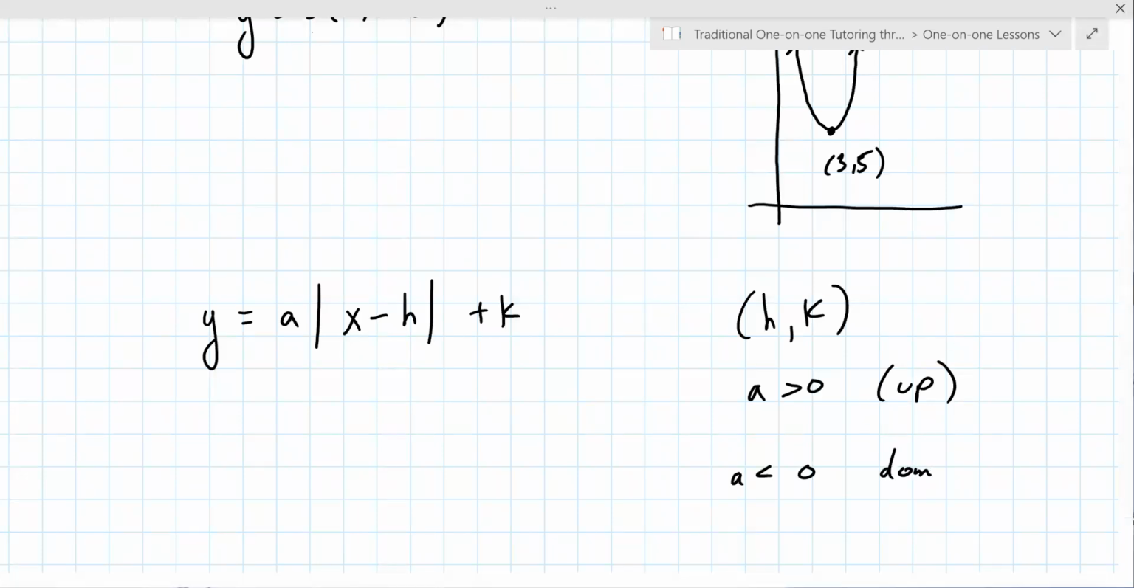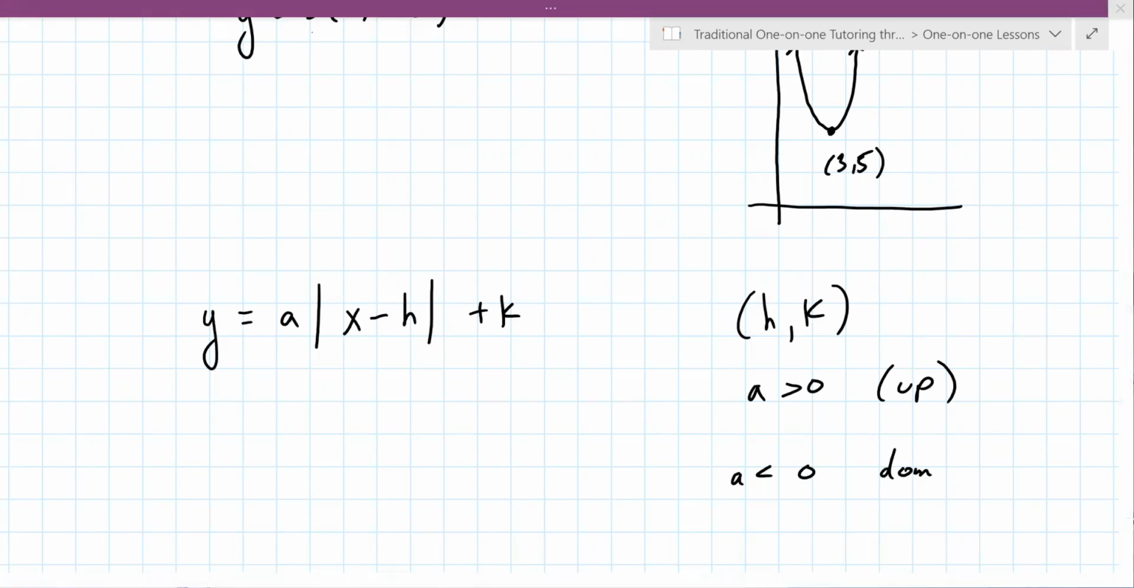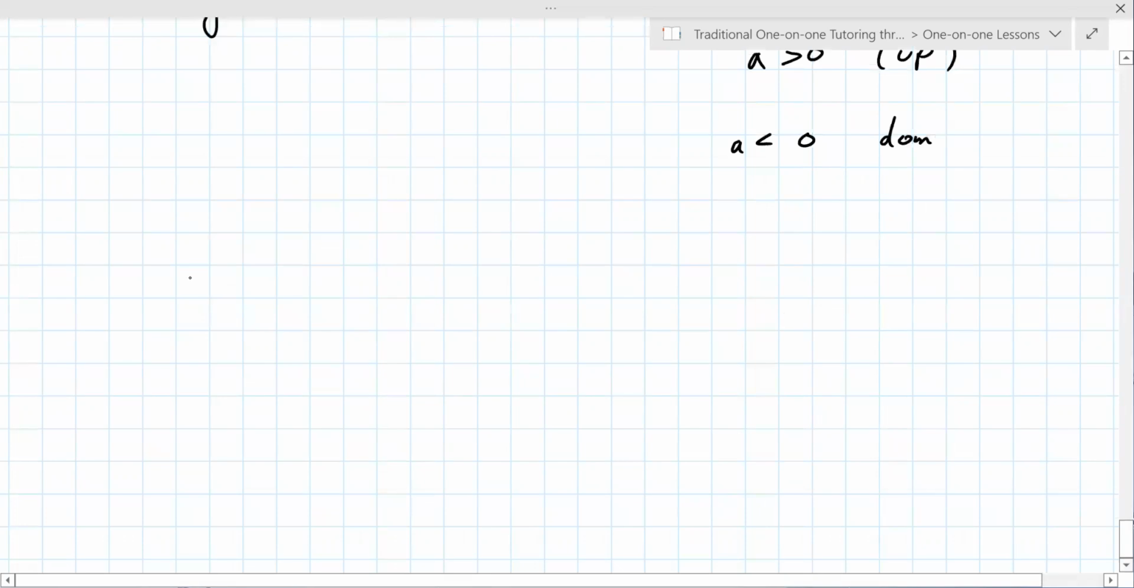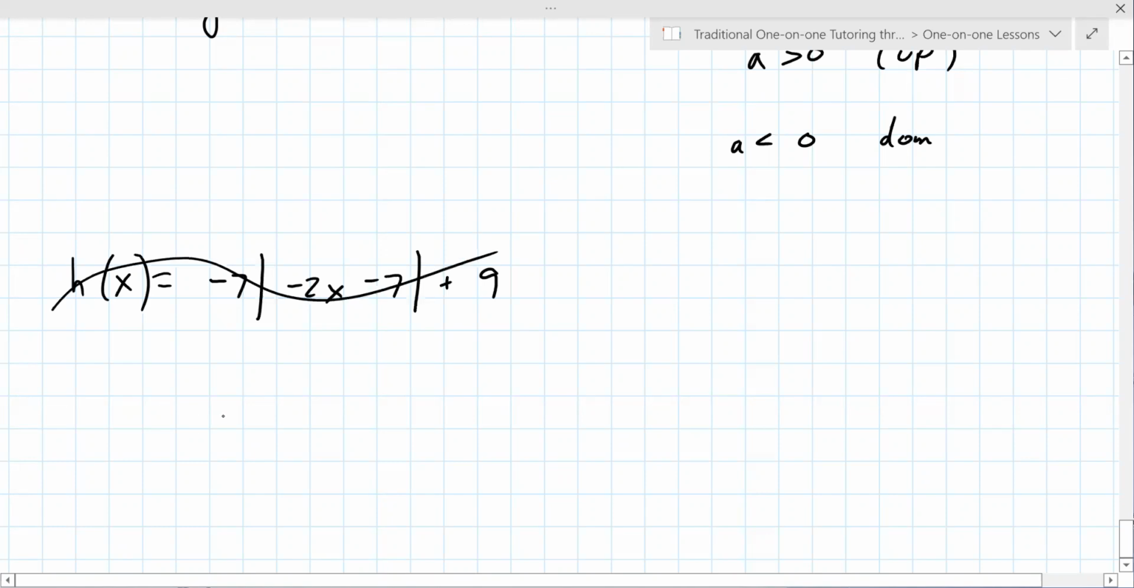So let's go back to that original question, and see if I can convince you of some things here to help answer some of these questions. And then we'll talk about some more conceptual stuff. The original problem was something like -7 absolute value of 2x minus 7 plus 9, and there's a bit more that goes on to this, but maybe this isn't a good example. I apologize. Let me change this up a little bit. Let's say it was -3 absolute value of x minus 5 plus 9.